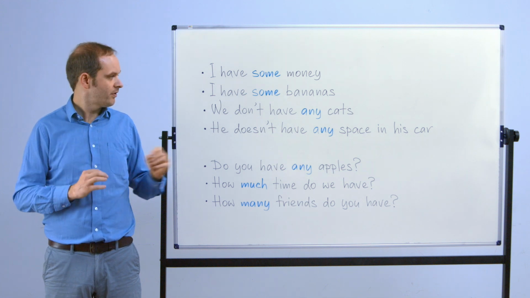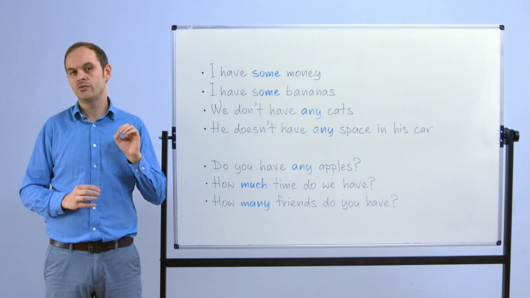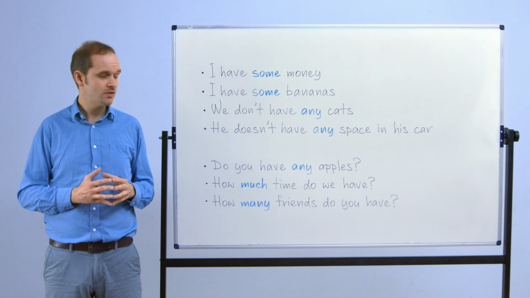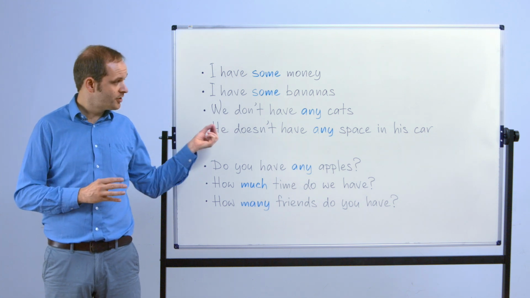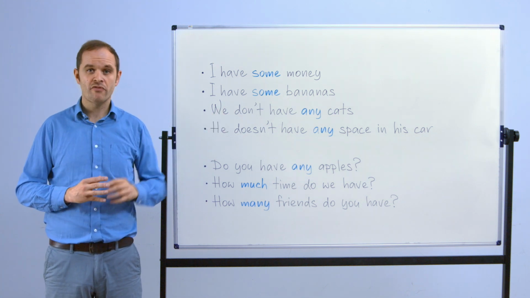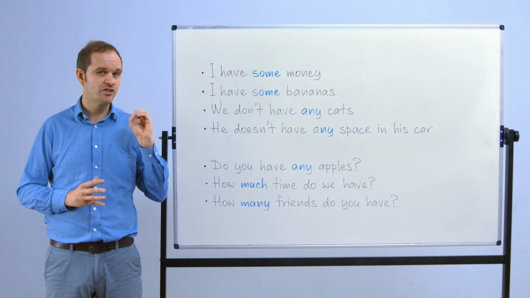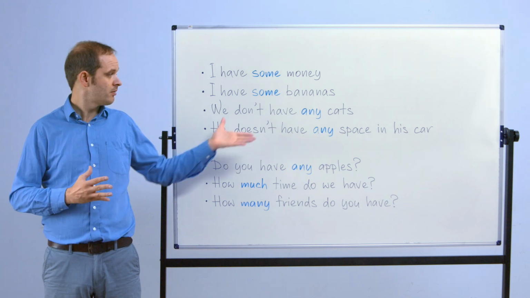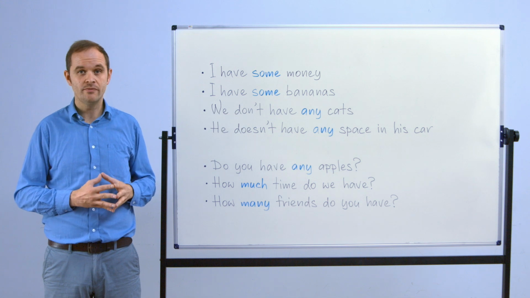In the negative, we use any. You can't use some in negative sentences. So, for example, I don't have any cats. The number of cats in this situation is clear. There are 0 cats. We know this because this person doesn't have any.